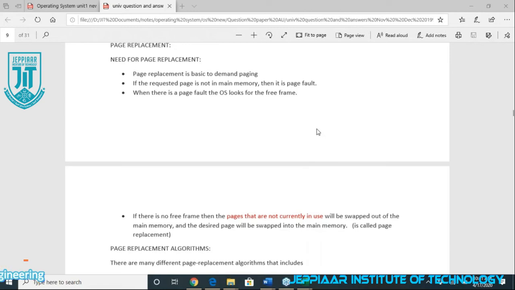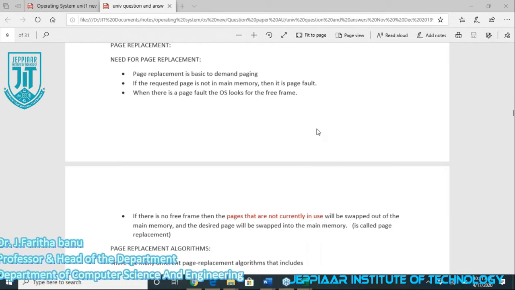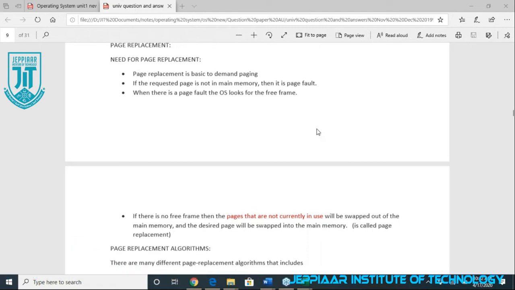Good morning, students. Today we are going to see about page replacement algorithms. First, you have to see what is the need for page replacement algorithms. Page replacement is the basis for demand paging. Whenever the requested page is not there in the main memory, then you say it is a page fault.